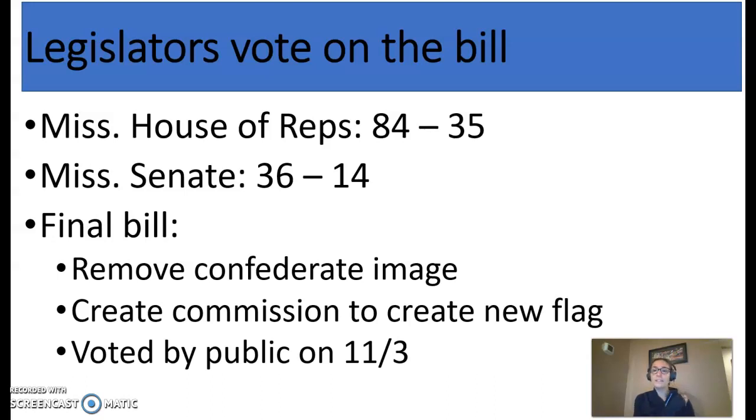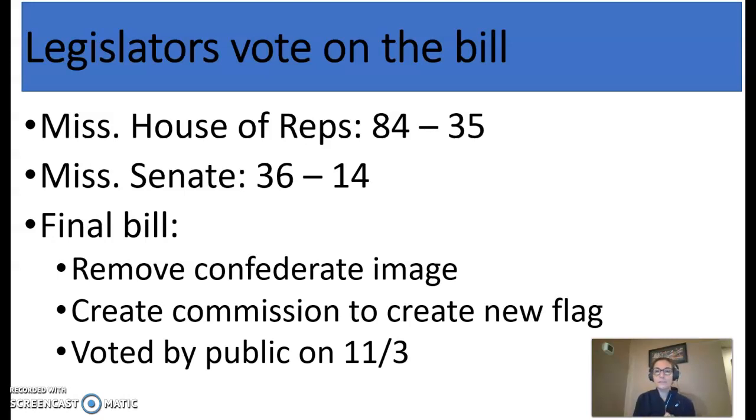So again, this is the legislative process. A legislator introduces a bill, which is an idea for a bill, but a majority of both the Senate and the House of Representatives for the state must vote in favor of that bill.